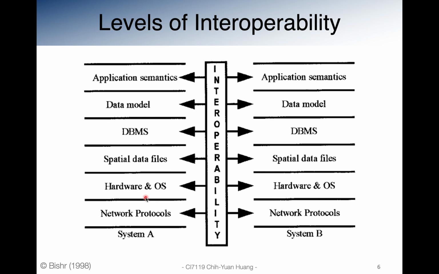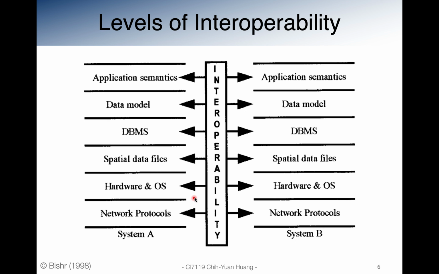As you can see here, the left hand side is system A and the right hand side is system B. The interoperability could be achieved across different levels. For example, you could have interoperability in terms of the network protocol between system A and system B, which means that as long as they have the same network protocol, they can transmit information. It could be HTTP, FTP, or Telnet. So the network protocol means this type of level.